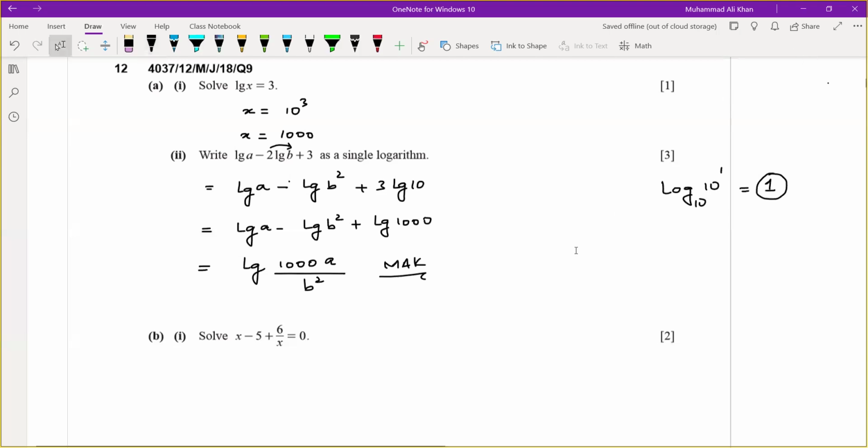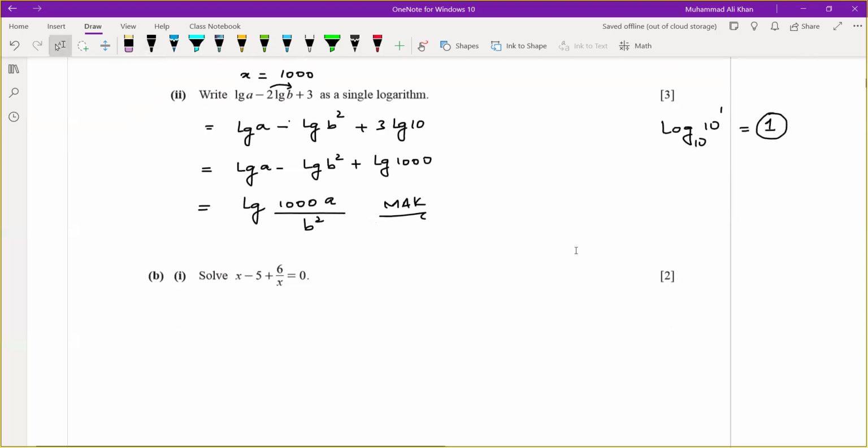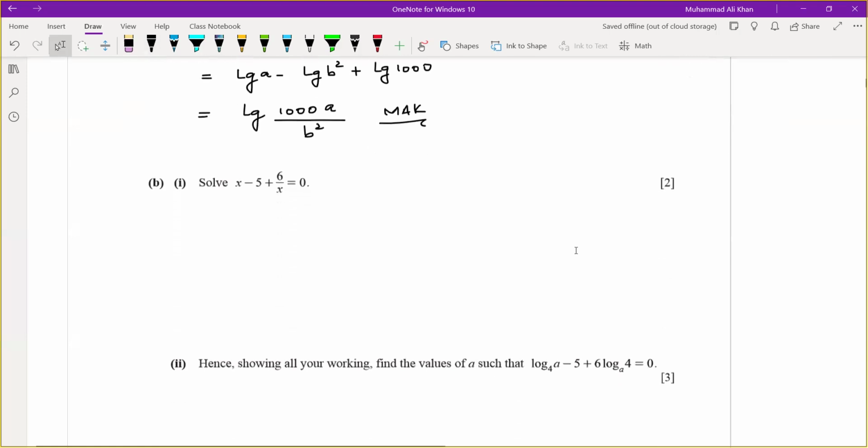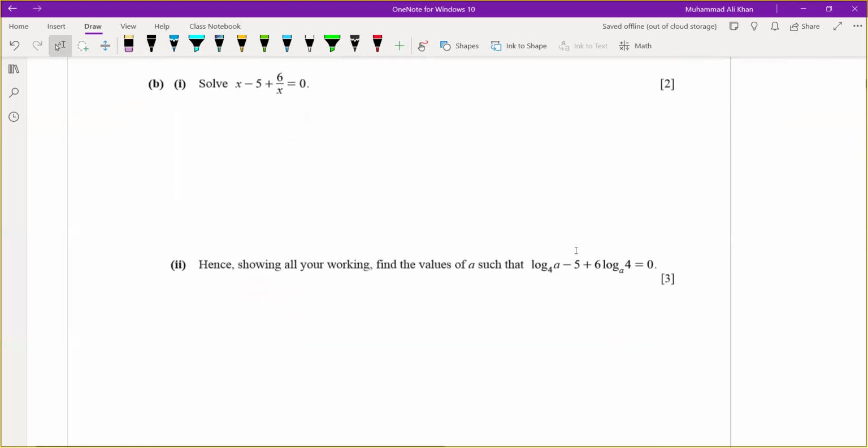Now part B1, in this we have to solve the equation. It's a simple question. I'm not doing this. Okay. आगे इसको hence के साथ लेकर गए हैं तो ठीक है. I'm solving this too. First take LCM. LCM of x. So it will be x squared minus 5x plus 6 equal to 0.